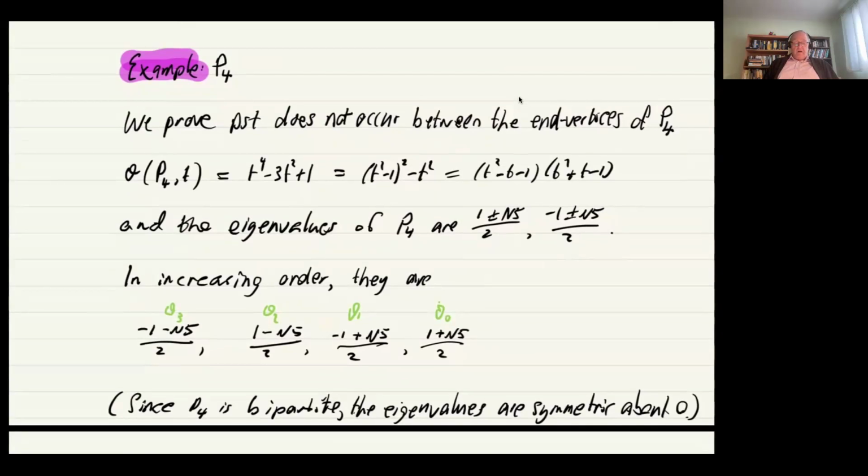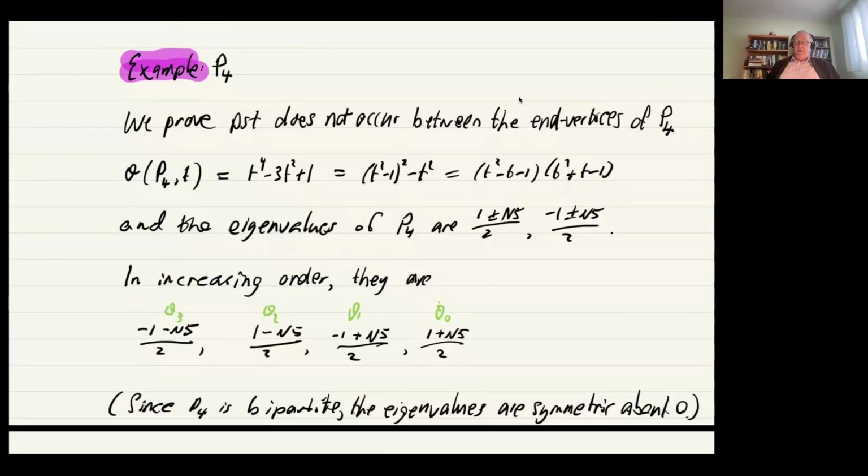I've written down here that the characteristic polynomial of P4 is t to the 4th minus 3t squared plus 1. I gave you the one-sum formula, so you can work it out from that, or you could get Sage to compute it, or you could trust me. There are 3 choices. You can write this in this form and then factor it. Although it's a quartic, it factors into 2 quadratics. And so we find that the eigenvalues are (1 plus or minus root 5)/2 and (minus 1 plus or minus root 5)/2. So we know the eigenvalues of P4.